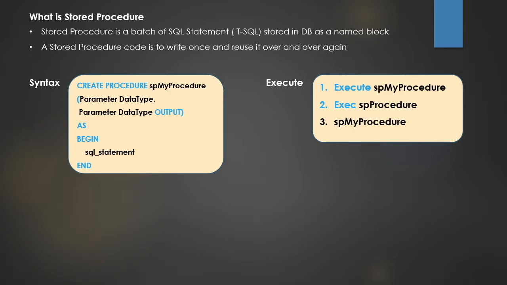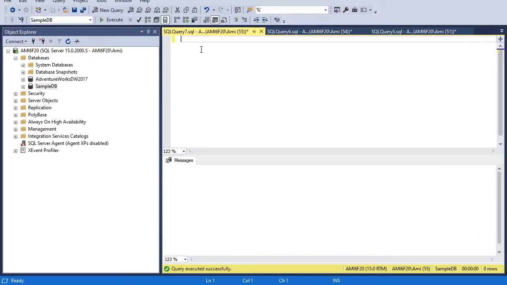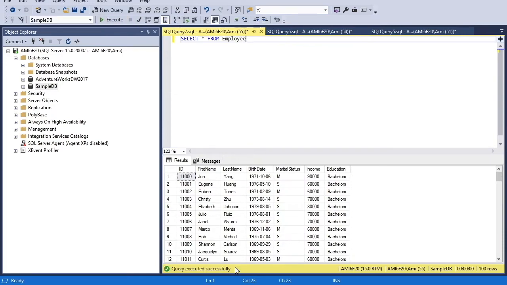Now let's move to SQL Server Management Studio where we will see an example of creating a procedure and then executing it. So I'm in my SampleDB database and here I have a table. Select asterisk from employee. You can see this table has 100 rows and columns ID, first name, last name, birth date, the marital status of the employee where M stands for married and S stands for single, income and their education.